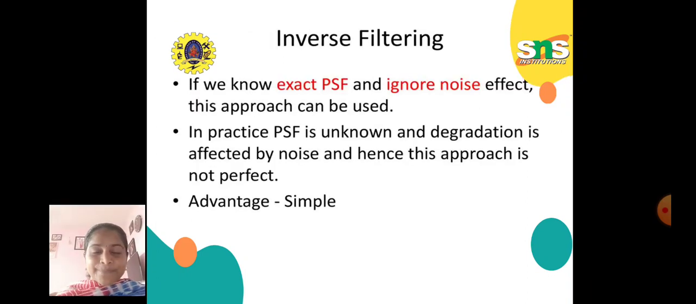In inverse filtering, if we know the exact PSF and ignore the noise effect, this approach can be used. What do you mean by PSF? PSF is point spread function. This PSF is used to visualize the point spreading in the image. In practice, PSF is unknown and the degradation is affected by noise, and hence this approach is not perfect at all. The only advantage is that it is very simple.